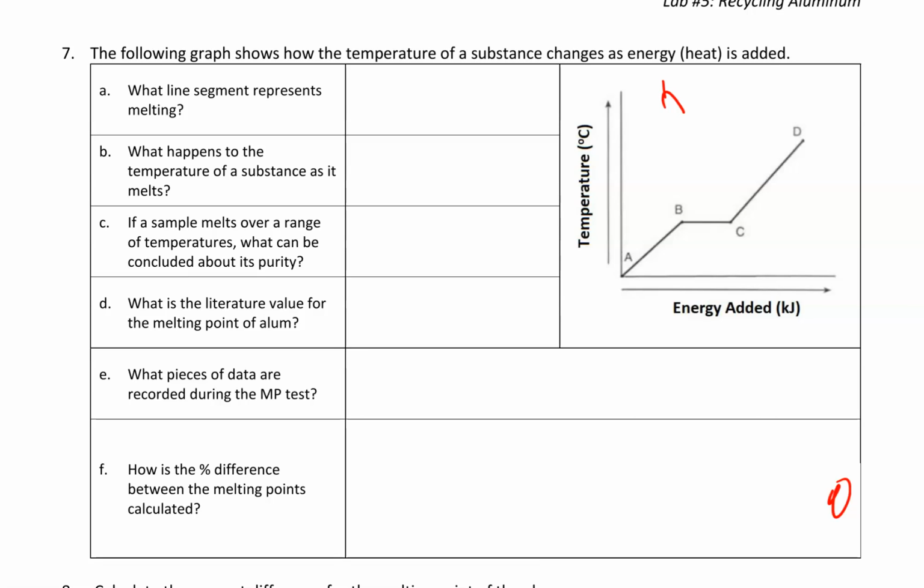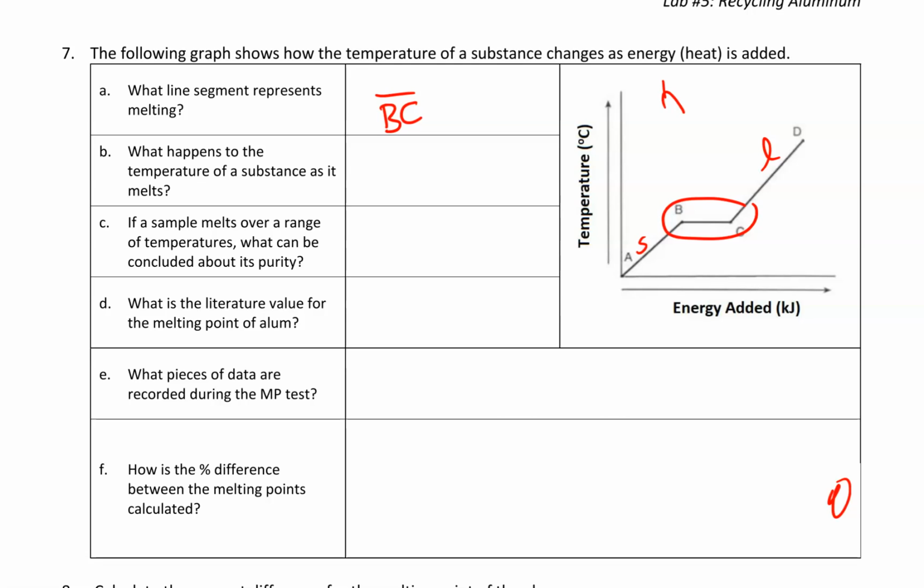So if we look at question 7a, which line segment represents melting? What's this line segment right here? Line segment BC. We have the solid phase, segment AB. CD is the liquid phase, so BC represents that transition from solid to liquid in our case, and if it's a cooling curve, from liquid to solid.